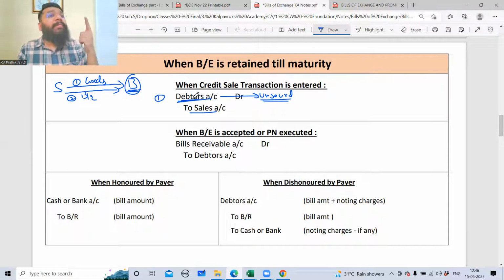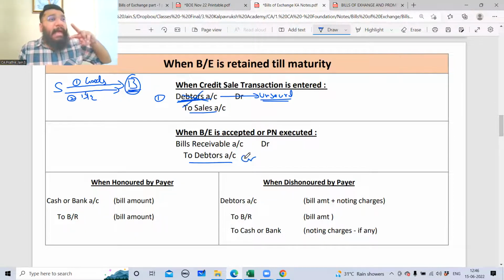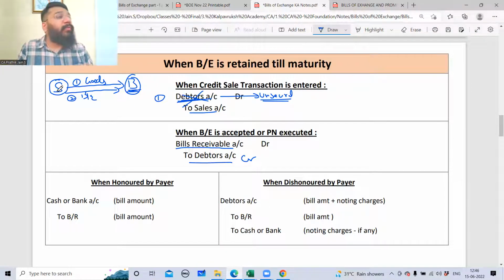Now, the moment the bill of exchange is being issued and accepted, the same customer becomes a non-risky person. So therefore, I need to cancel this risk. To cancel the debtor, to cancel the asset, or to decrease the asset, I'm supposed to give a credit. So I'm reversing one asset, and in place of that, I'm creating a new asset, and the name is bills receivable. See, we are doing the accounts from the point of view of the seller.